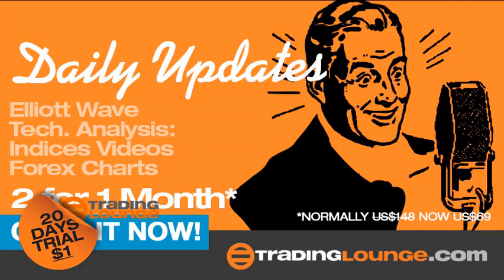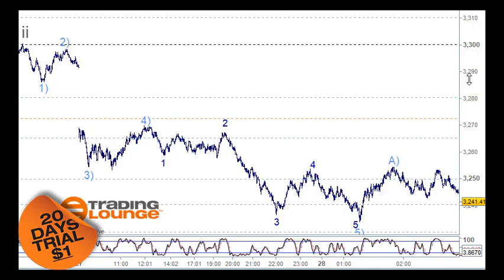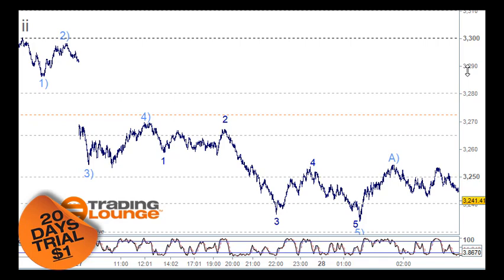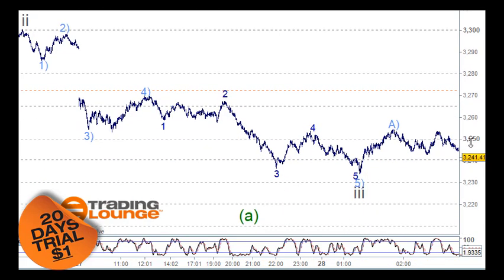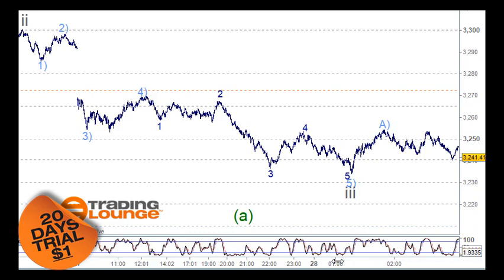You know, the stochastics work well and so on, but I just like support and resistance and patterns that occur at particular levels. Anyway, 1, 2 and 3 here fits quite nicely. ABC for 4, 1 here, A and a B and a C for 2 here, and down for 3, 4 and 5 here to make this wave 3 here.